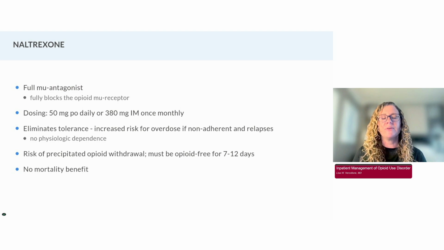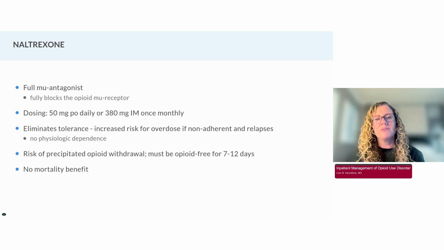All right, so there's naltrexone. Naltrexone is a full mu antagonist. So it blocks the mu receptor fully. It does not stimulate the mu receptor. It comes in various formulations, but really when we're talking about opioid use disorder, the formulation that we would most commonly use would be the IM injection, otherwise known as Vivitrol, 380 milligrams once monthly.